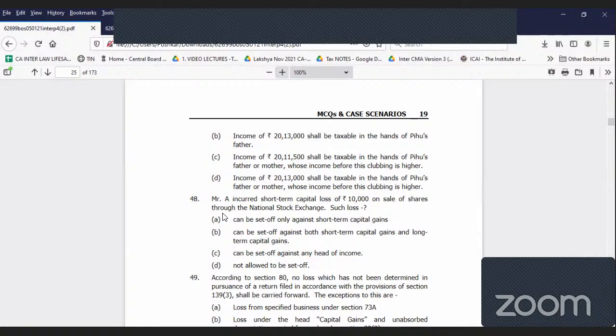Question 48. Mr. A incurred short-term capital loss of rupees 10,000 on the sale of shares through the National Stock Exchange. Such loss.